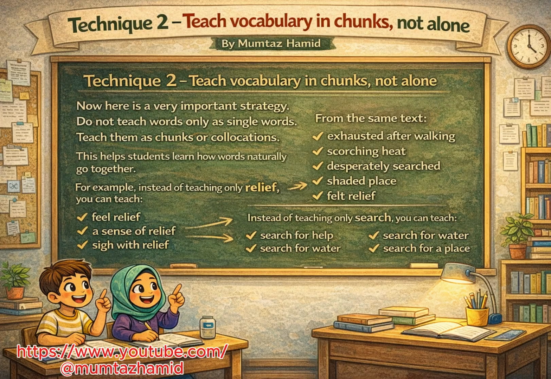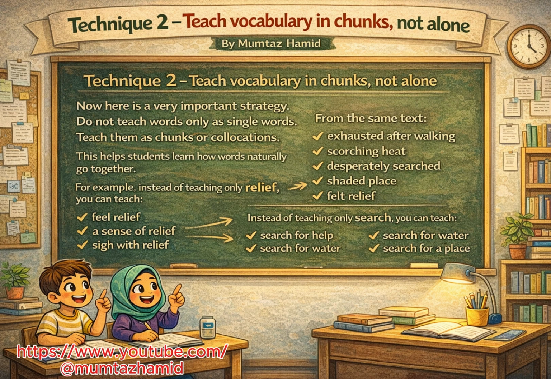Technique 2. Teach vocabulary in chunks, not alone. Now here is a very important strategy. Do not teach words only as single words. Teach them as chunks or collocations. From the same text: exhausted after walking, scorching heat, desperately searched, shaded place, felt relief. This helps students learn how words naturally go together.